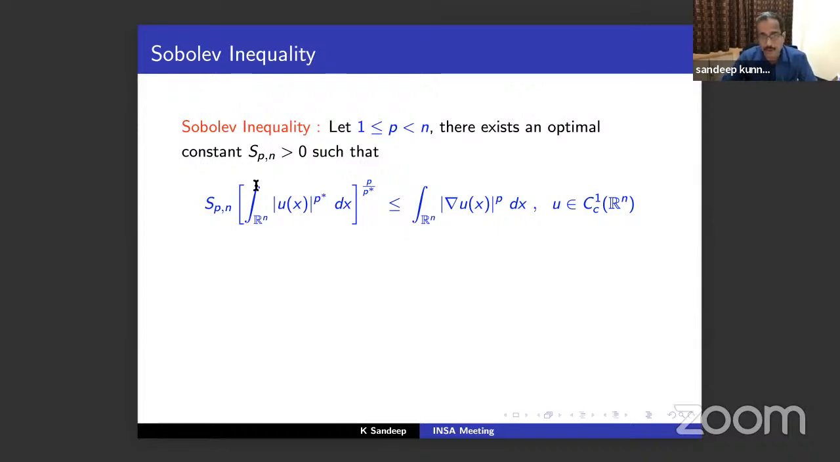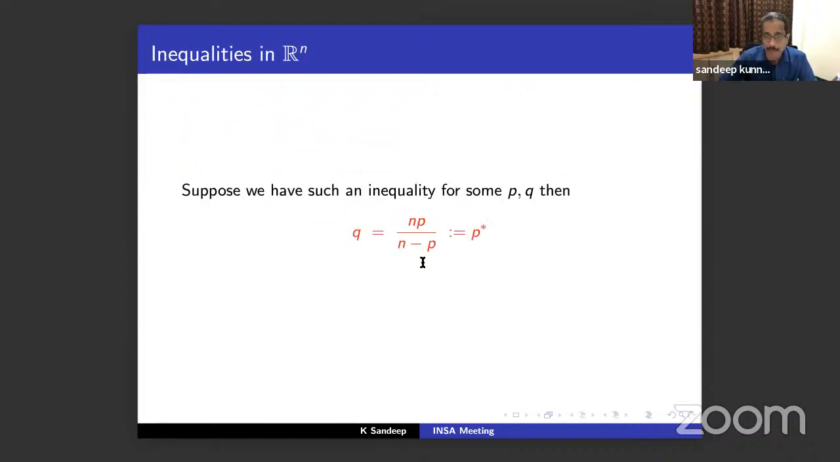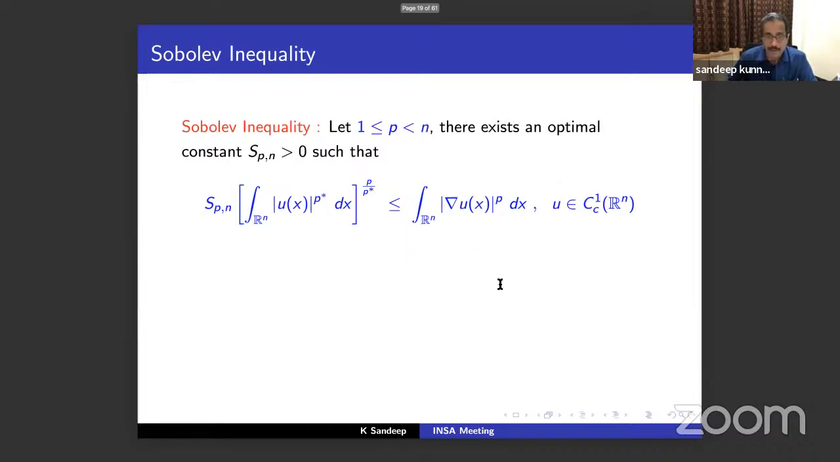So we know that this kind of inequality holds, and it basically tells you that given a p, you take the gradient of u to the power p, what power of u it controls. What it controls is the norm of |u|^{p*}, where p star is nothing but this quantity np by n minus p. So this is the Sobolev inequality that we have.